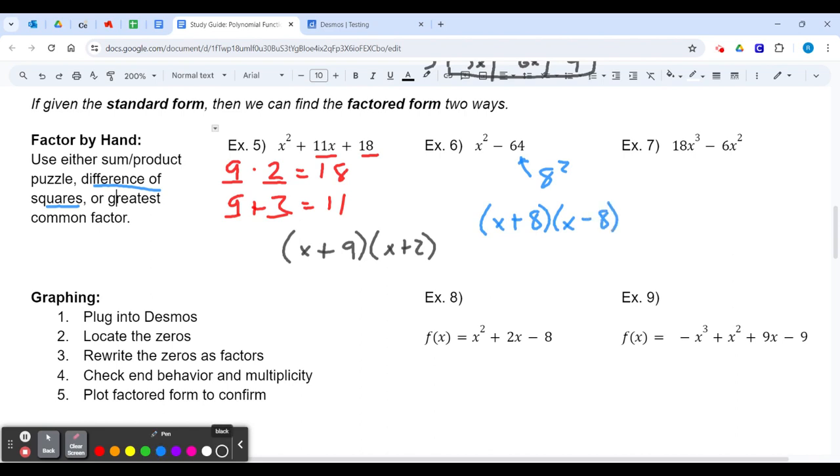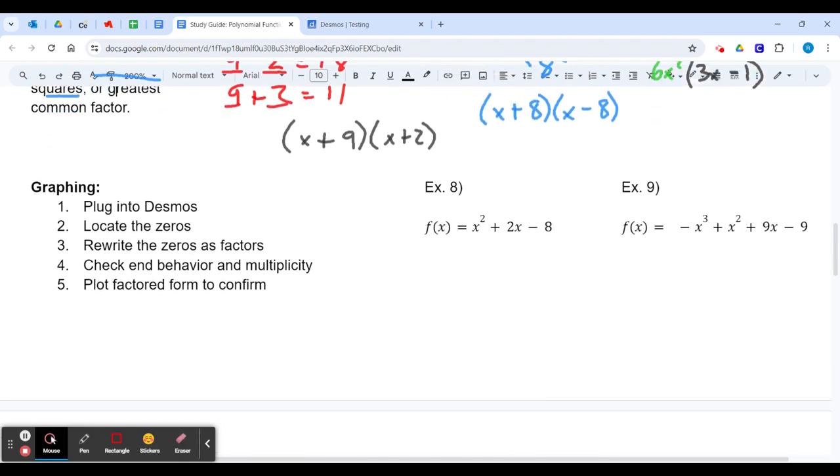And lastly, we have an instance of greatest common factor in example 7, where it looks like I can take a 6x squared out of everything. So if I divide out that 6x squared inside, that leaves me with a 3x and minus 1, because that is all that's left over. And if you guys think about it, if we multiplied back in, that 6x squared times 3x would give us 18x to the third. 6x squared times -1 would give us that -6x.